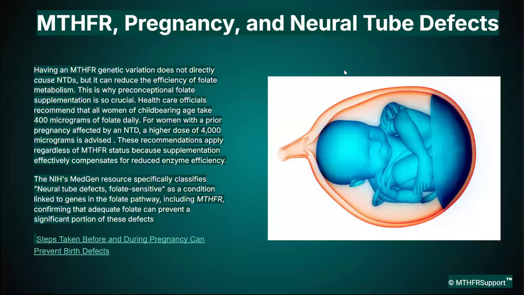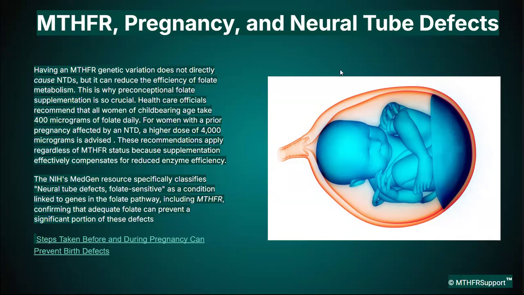Having an MTHFR genetic variation does not directly cause neural tube defects, but it can reduce the efficiency of folate metabolism. This is why preconceptional folate supplementation is so crucial. Healthcare officials recommend that all women of childbearing age take 400 micrograms of folate daily. For women with a prior pregnancy affected by an NTD, a higher dose of 4,000 micrograms is advised. These recommendations apply regardless of MTHFR status because supplementation effectively compensates for reduced enzyme efficiency.